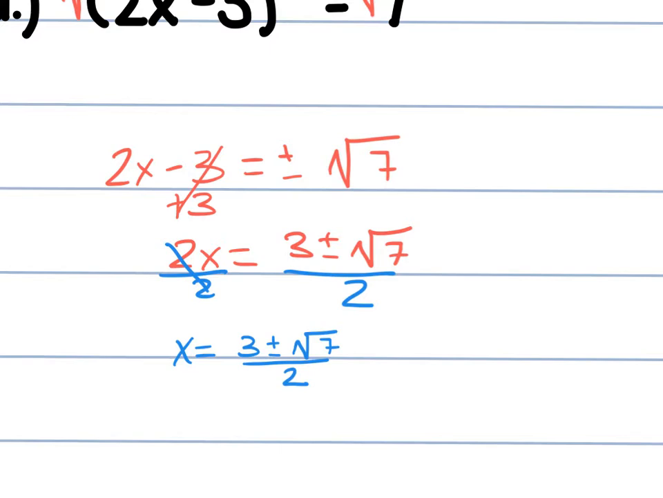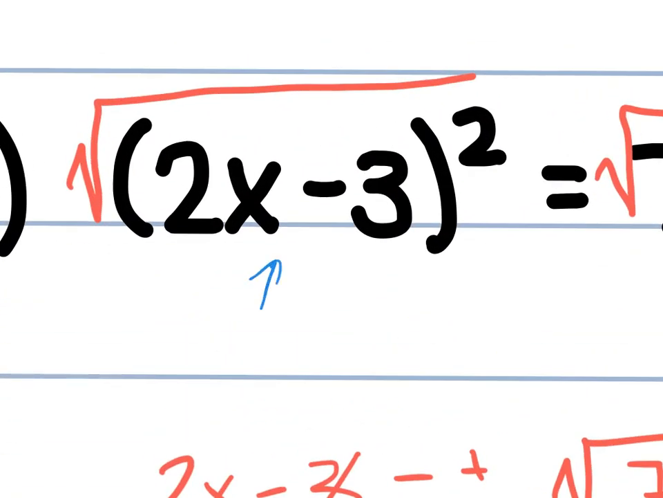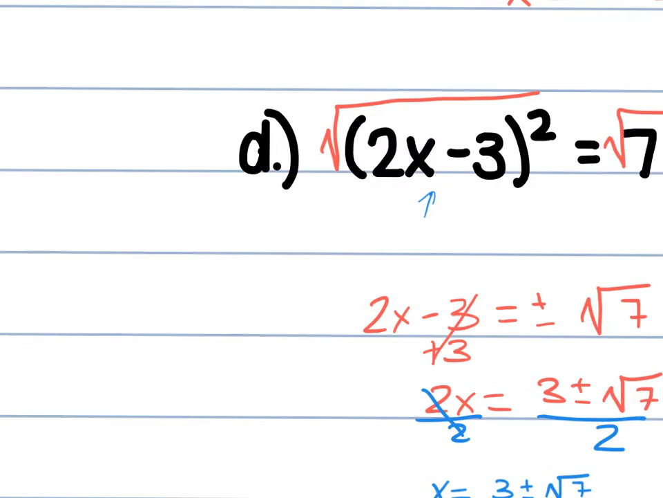Yes, sir? If you FOIL that out, and then you do it the way that you did the other problems, do you still get that same answer? If you FOILed it out, you would get something that factors back into this. Because what would happen is you would have a quadratic. When you did this, you would end up with 4x squared minus 12x plus 9 equals 7, which is a harder way to do it from there.